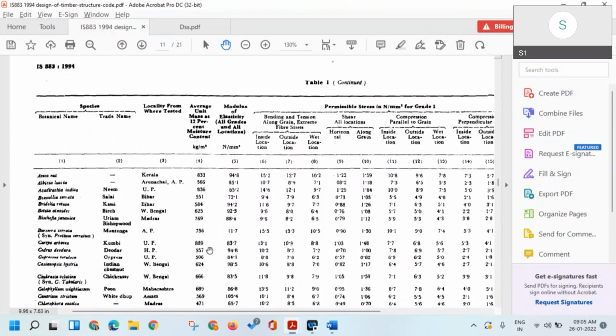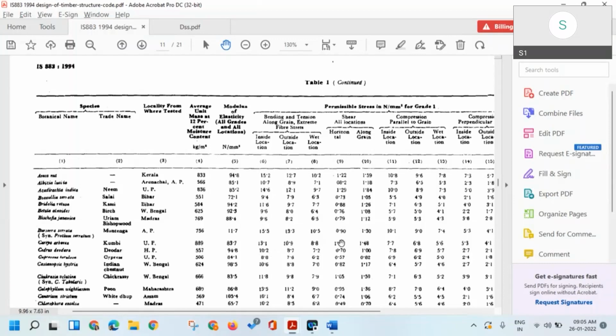Modulus of elasticity of deodar wood is 9.08 into 10^3 Newton per mm square. And of the set of permissible stresses, we need the bending stress value, the shear stress value, and compression perpendicular to the grain. Bending stress value is given in 3 different types: inside, outside, and wet location. If nothing is specified, you can select one among them. For this particular problem, we will consider inside location. So for deodar wood, for the inside location, 10.2 is the stress value.